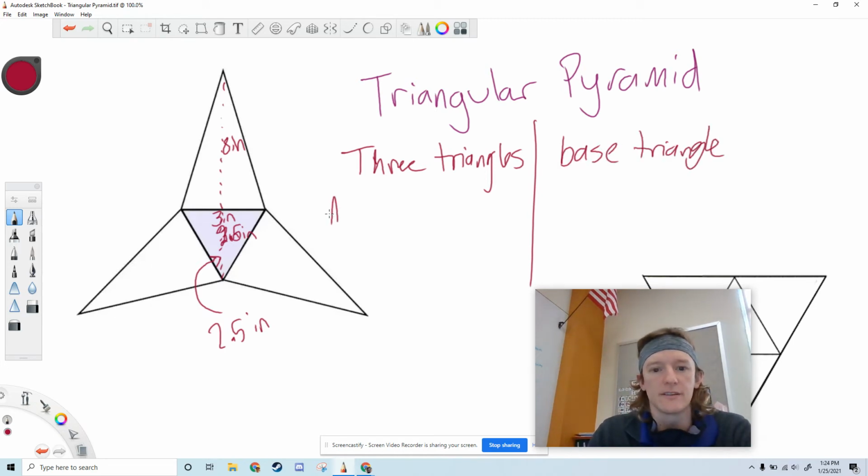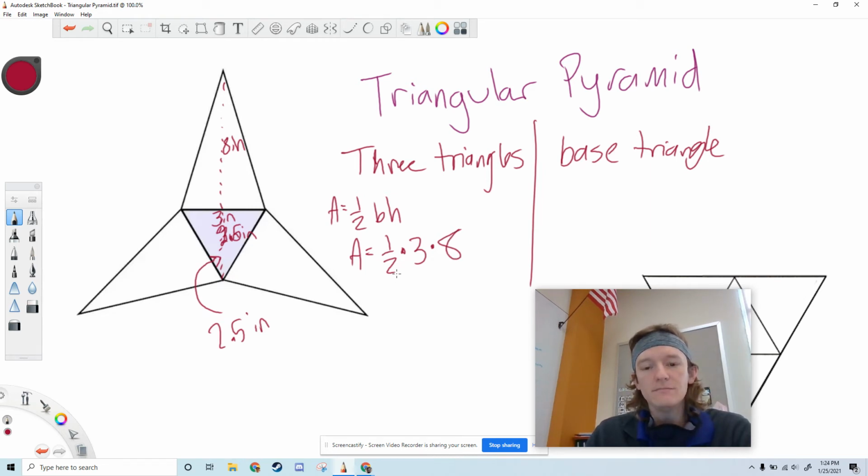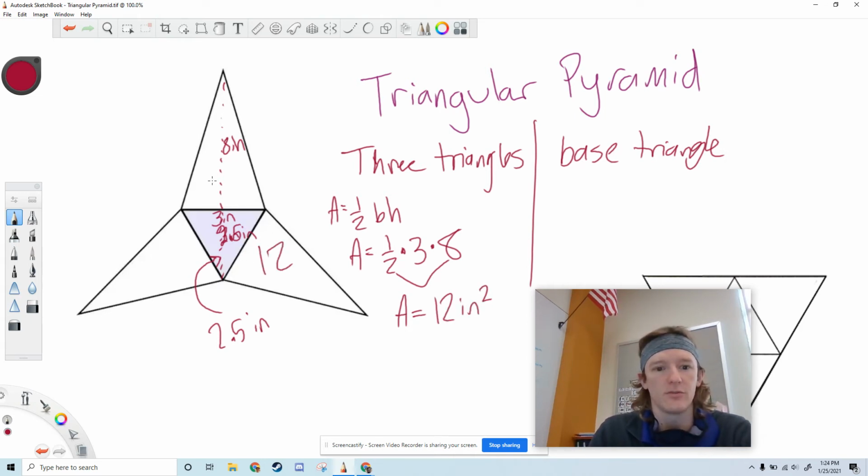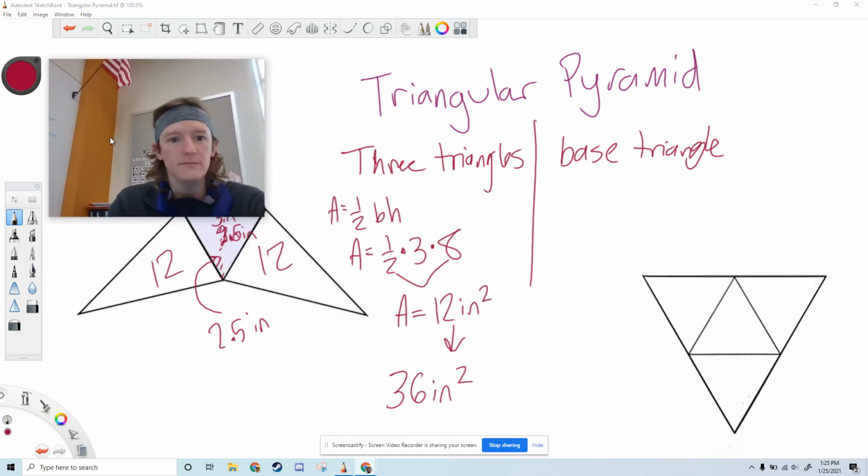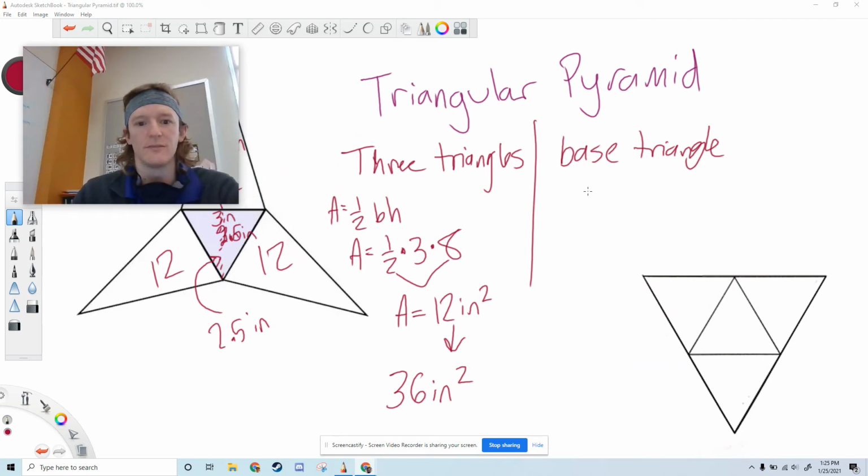So 3 triangles, area equals 1/2 base times height, area equals 1/2. The base is 3, the height is 8. Half of it is 4. 4 times 3, area equals 12 inches squared. And we have 1, 2, 3. So this one's 12, this one's 12, this one's 12. So this will be 36 inches squared. Now let's do the base triangle.